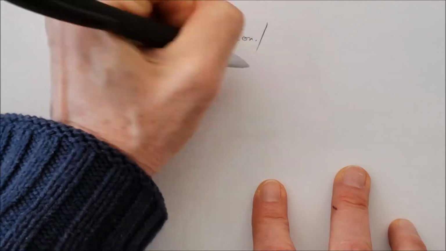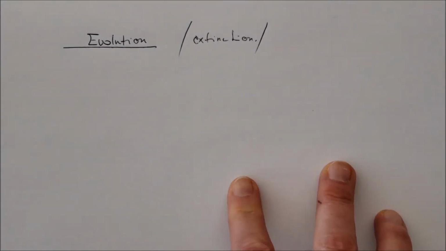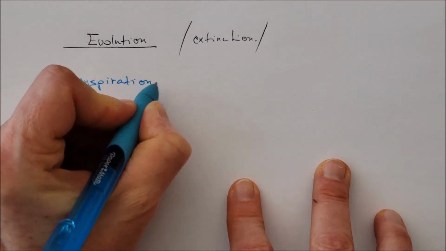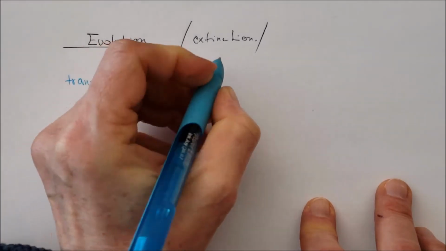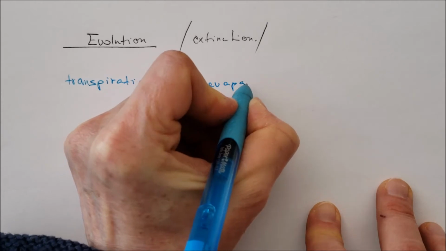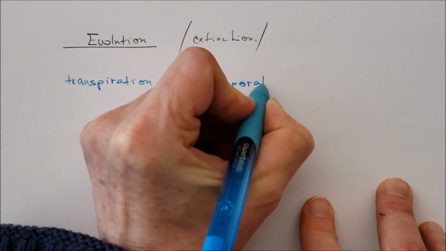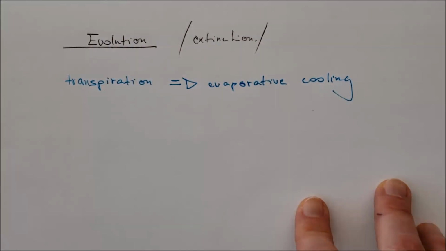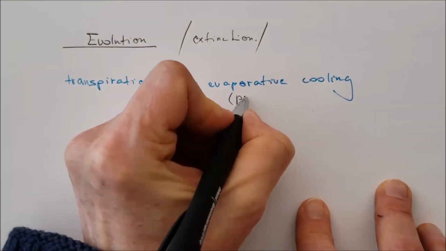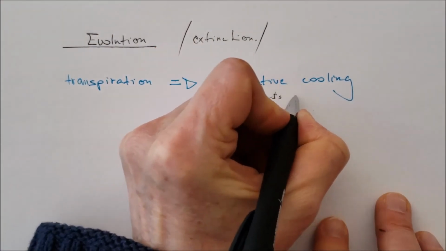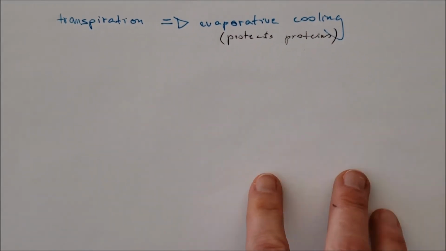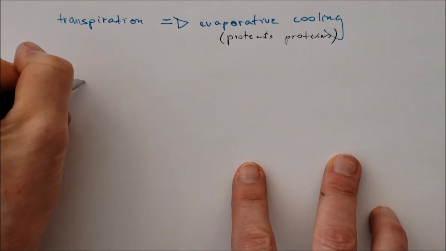Evolution. How can we explain extinction? Sometimes we can go back and talk about how things happened in the past. So transpiration is not only controlling the water content and the carbon dioxide content, but it also acts as an evaporative cooling agent, protects the plants from getting overheated, protects the proteins, the enzymes in the leaves.